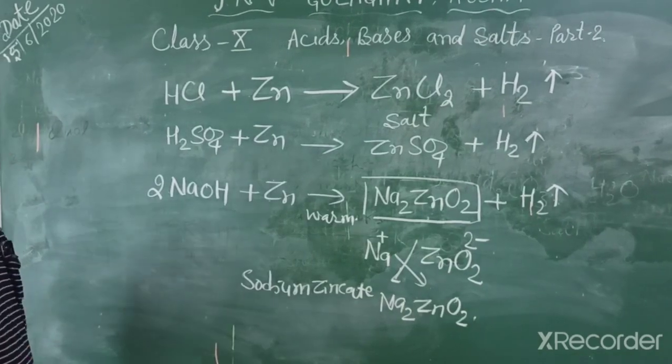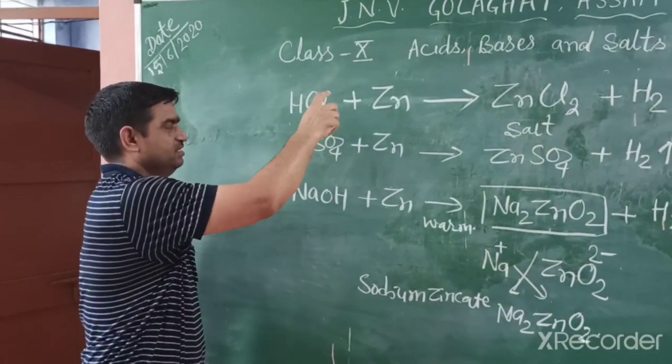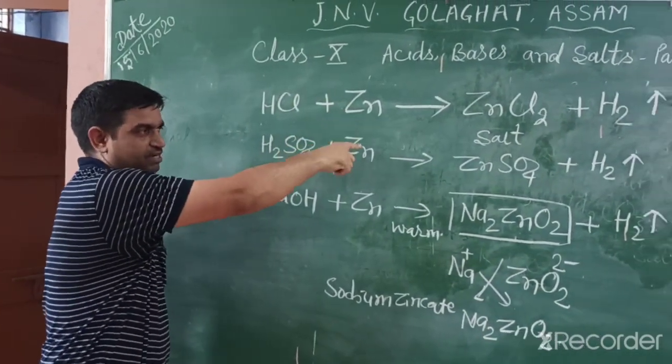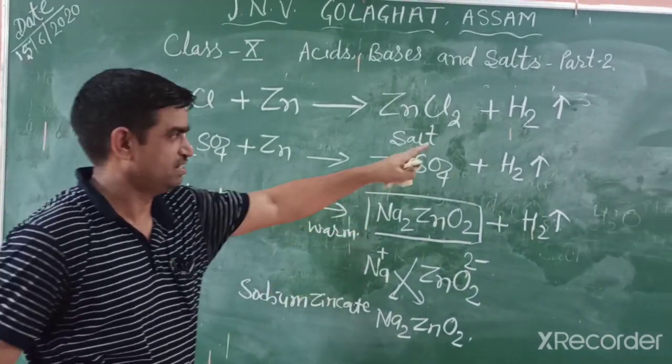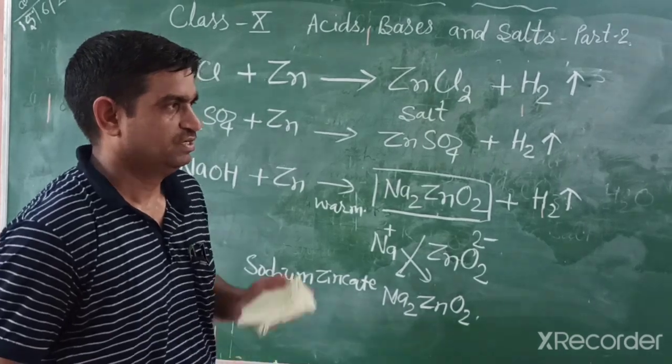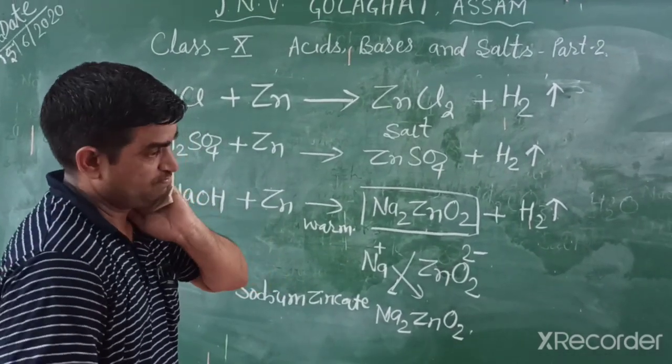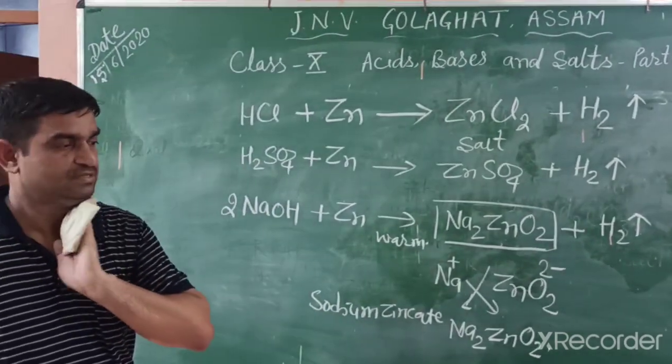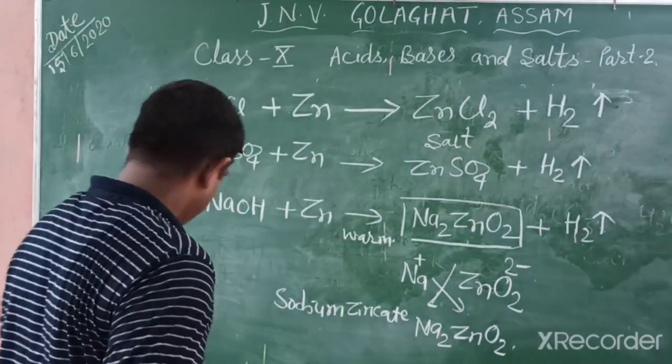So both acid and base, when they react with metal, release hydrogen gas. And what is the test for hydrogen gas? It burns with a pop sound. Another experiment: metal carbonates.